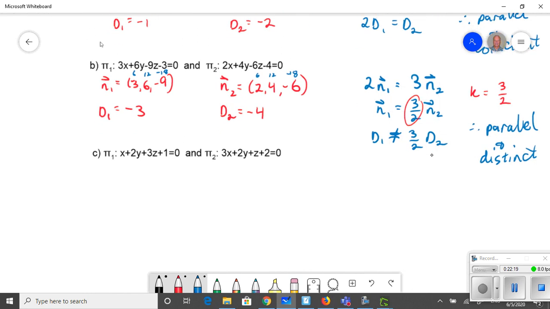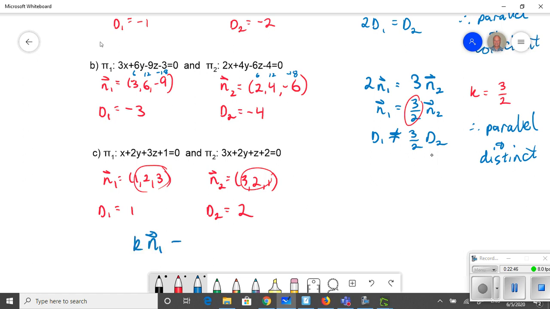Good enough. Let's finish this off here. N1 is 1, 2, and 3, D1 is 1, and N2 is 3, 2, and 1, and D2 is 2. Clearly I can't make that statement. Just looking at these, there's no connecting scalar constant here. So right away I can stop and say these intersect in a line. That's as far as I have to go.